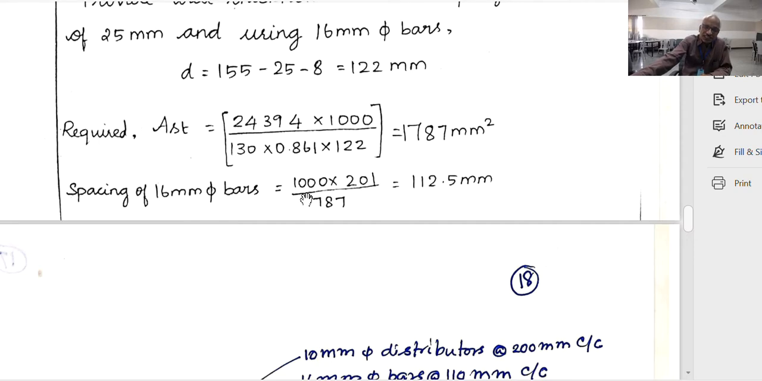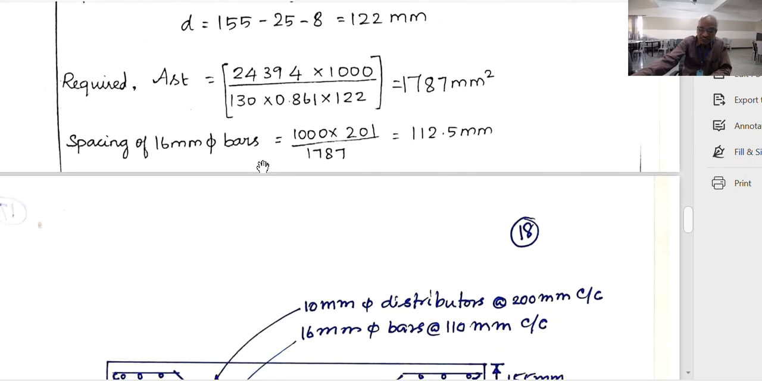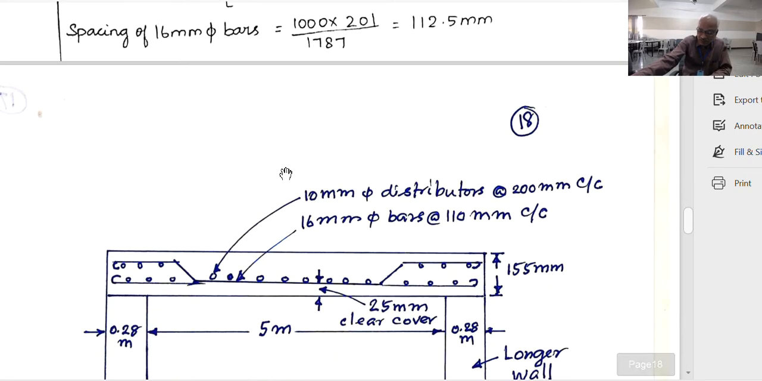We can use the stresses and the constants that are used for conventional RC design. We need not use the stresses for liquid storage structures. So these things can be changed.